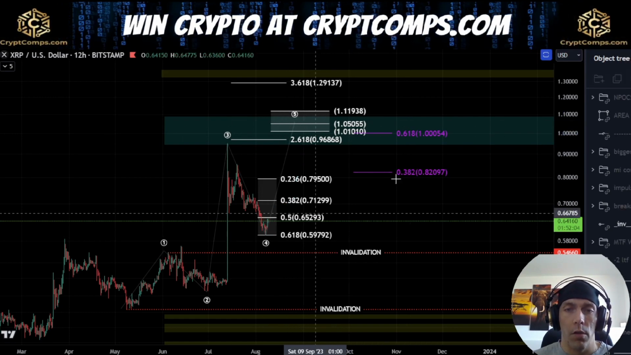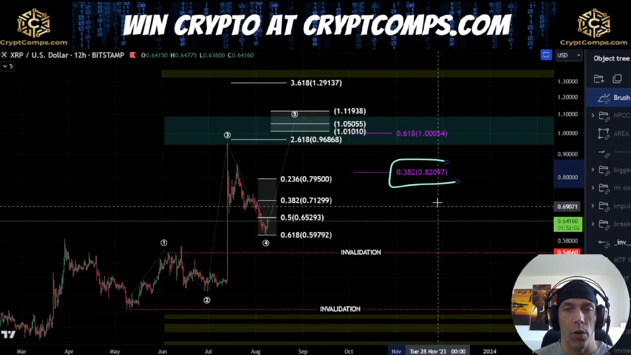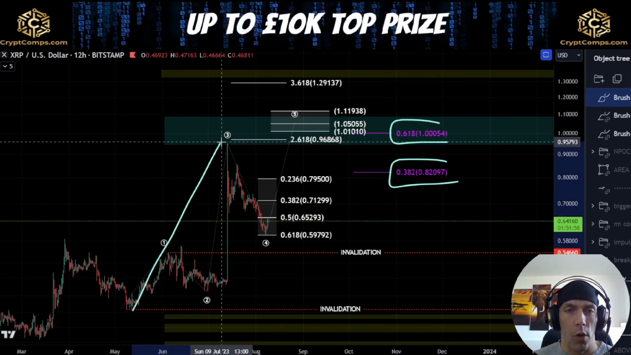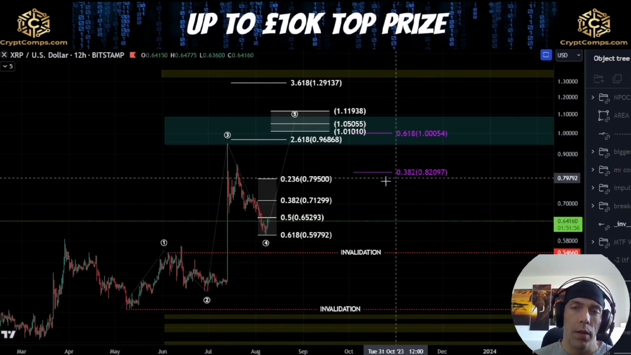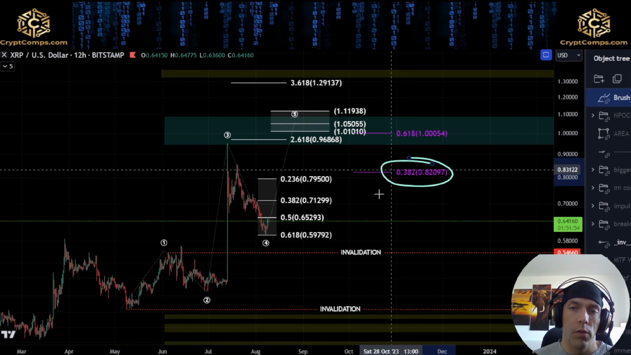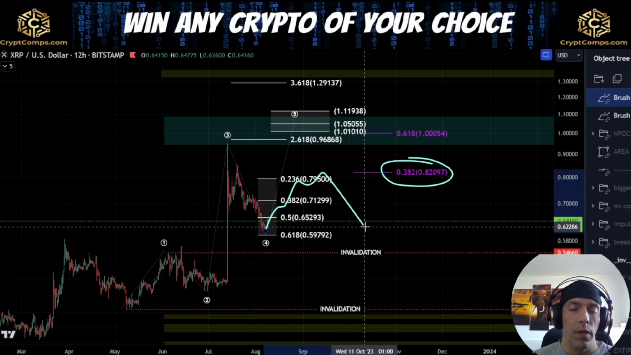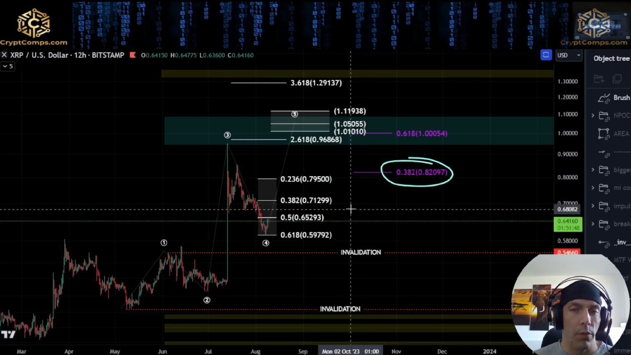Now, some other target areas we need to keep an eye on would be this 0.382 and this 0.618. These are based off of this wave 1 to 3. Now, if we are looking at these, this 0.382 could align with the idea of having something like a truncation here, and then we look for that additional fourth wave from that point.